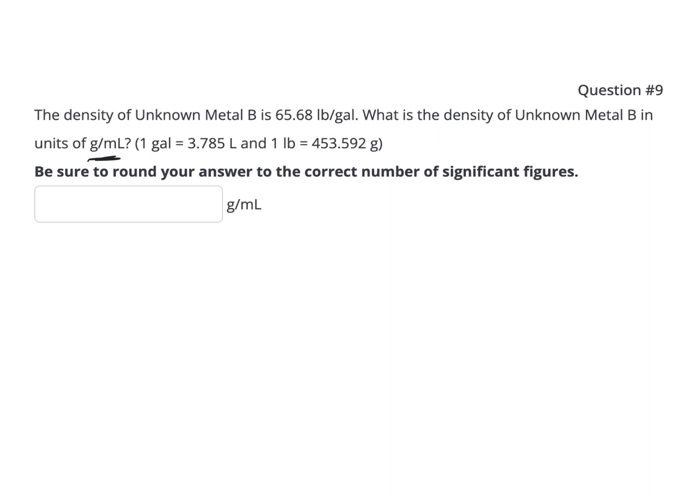And so to do that, I would take a look at the units, right? We've got pounds per gallon. And somehow we want to end up with grams per milliliter. And we can do that if we take a look at the information that is given to us, right? We're given the following information. 1 gallon is that many liters and 1 pound is that many grams.